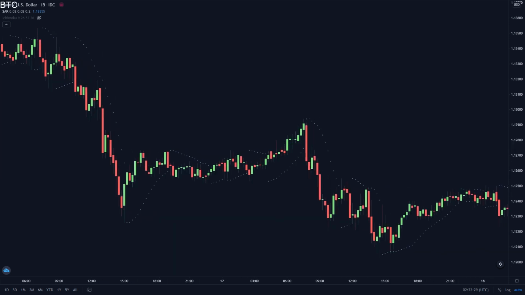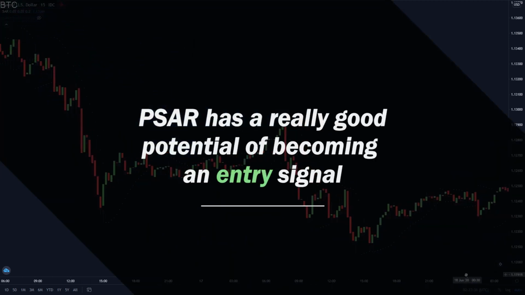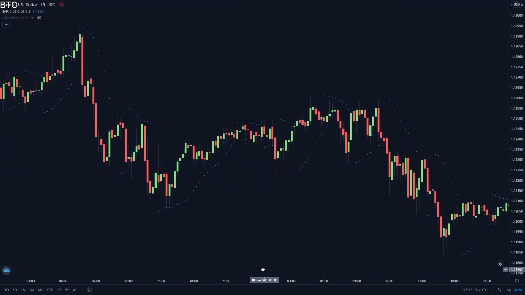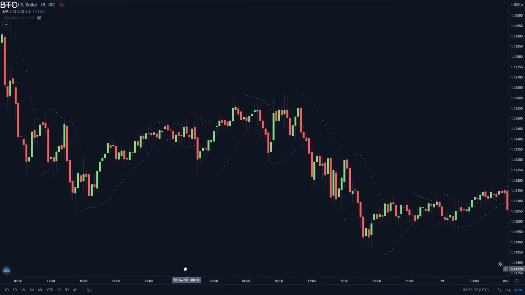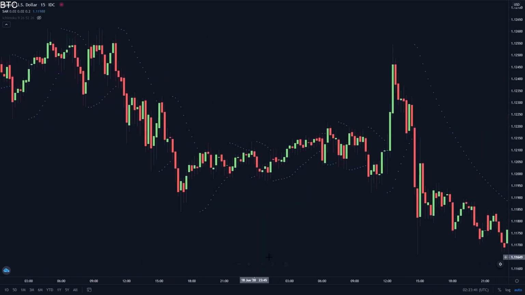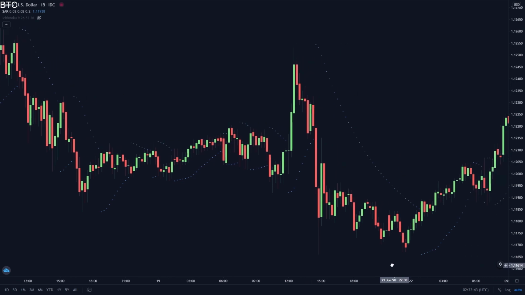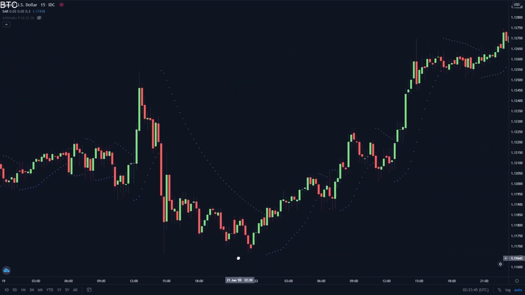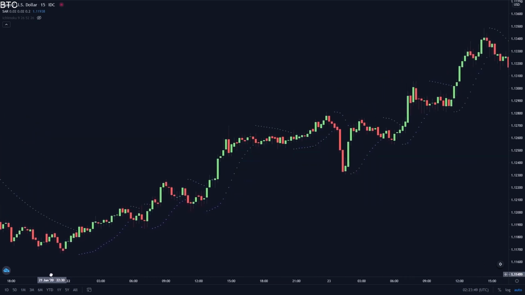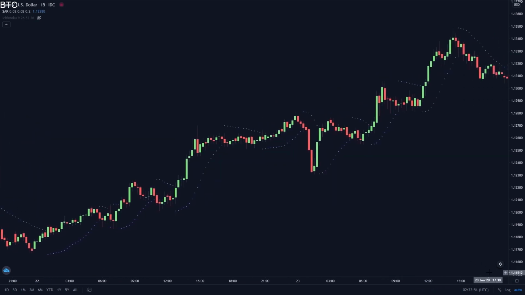But what I noticed from this backtest is that the Parabolic SAR has really good potential of becoming an entry signal. Most of the trends actually got detected early by the Parabolic SAR, but because of the late exit, most trades turned out to be a loss. So, to summarize, I think the Parabolic SAR thrives in a trending market. The only problem is if the price moves sideways.